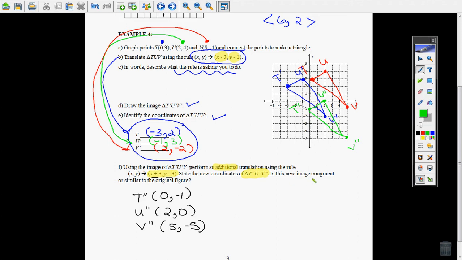And the question is, is this new image congruent or similar to the original figure? It's the exact same shape, the exact same size, it's just in a different location, so it is congruent. Exact same shape, exact same size, because the exact same thing has been done to every single point every time. You subtracted 3, added 3, subtracted 1, subtracted 3. So the same thing has been done every single time. So there's no reason it would be anything different other than the exact same shape, just in a different place.